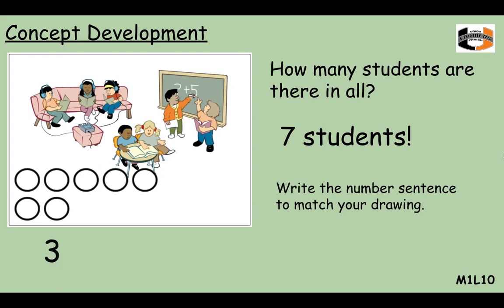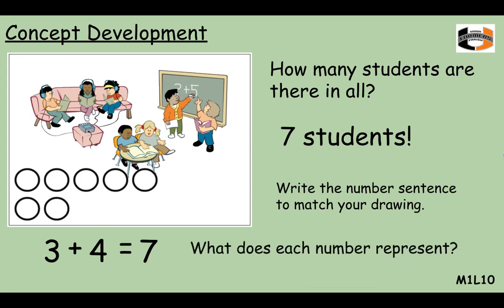Okay, we started with the 3 that are sitting and listening to a book recording. And then we're going to add the ones that are not sitting and listening to the book recording. And we get the total of 7. And what does each number represent? We just said the 3 that are sitting, listening to the recording. The 4 is those not listening to the recording. And 7 represents all of them. All of them put together is 7.